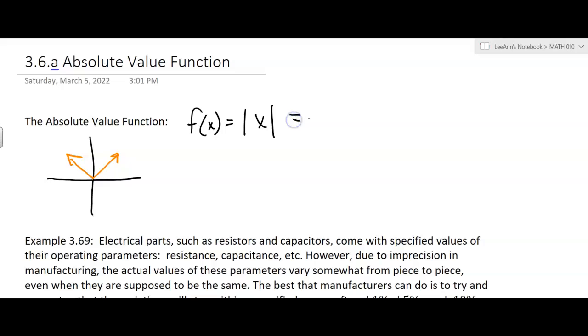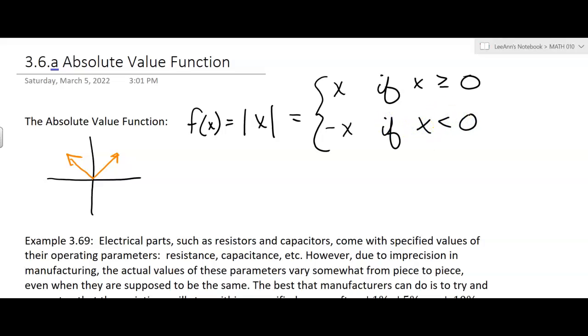But we talked about this function when we talked about piecewise functions. And we said it really comes in two pieces. If the number is greater than or equal to 0, then you just have x for the output. If x is greater than or equal to 0. So if you take the absolute value of 7, you get 7. Okay. But if it's less than 0, then you do the opposite of x.